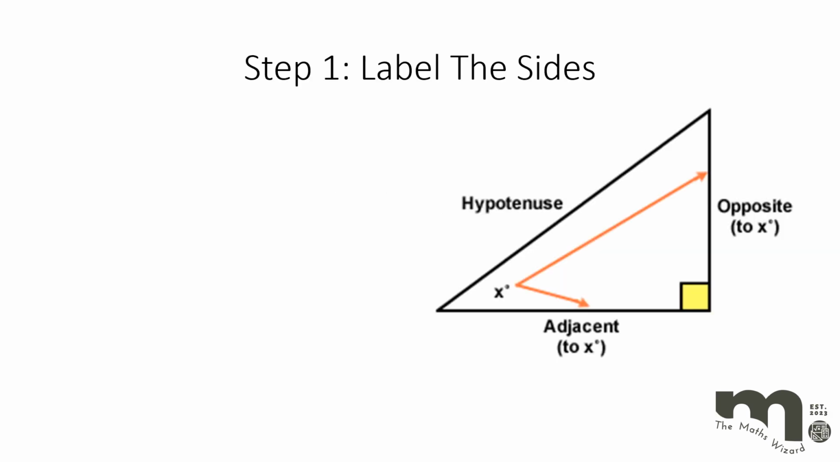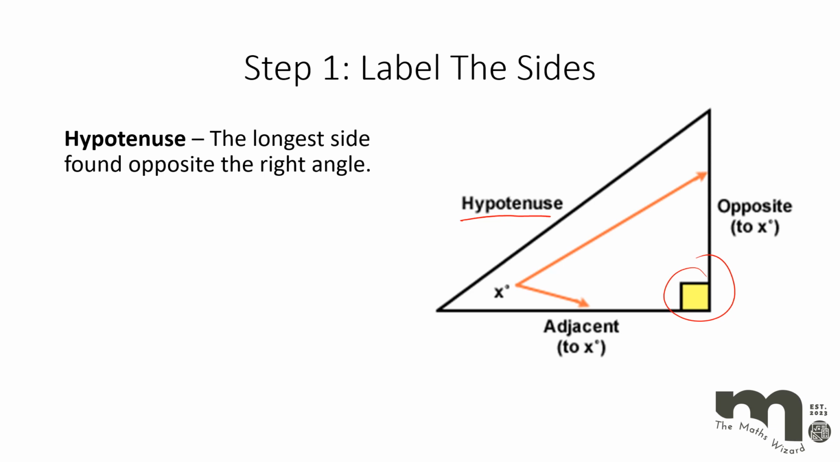Okay, so the first step when trying to calculate missing sides on a right angle triangle using trigonometry is to label the sides. We've got these three pieces of terminology here. We've got the hypotenuse here. You may remember that from Pythagoras perhaps. The hypotenuse is always the longest side on a right angle triangle and it's found opposite the right angle. So it will not form the right angle, it will be directly opposite it.